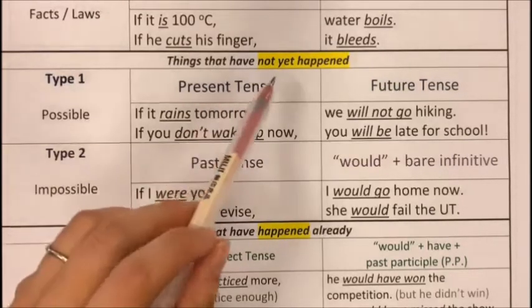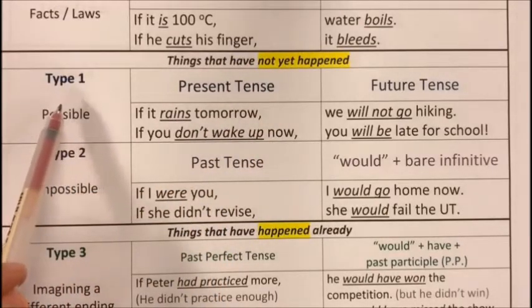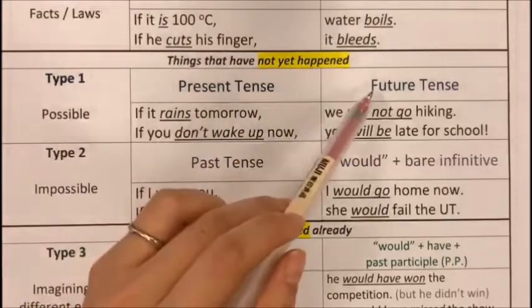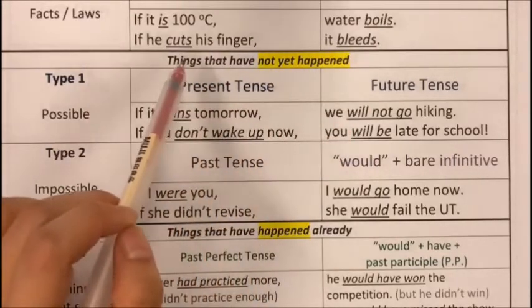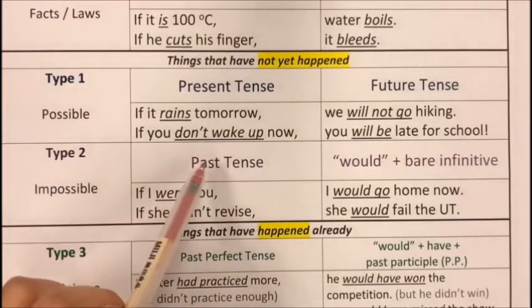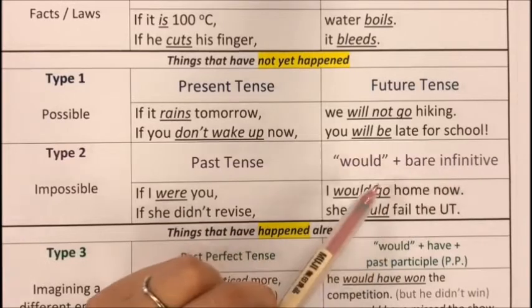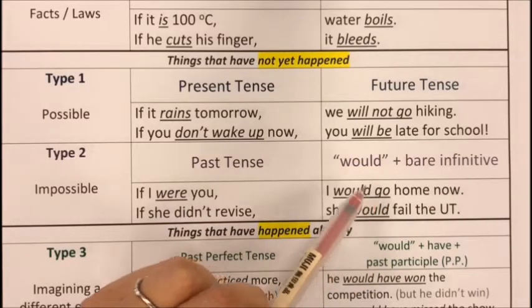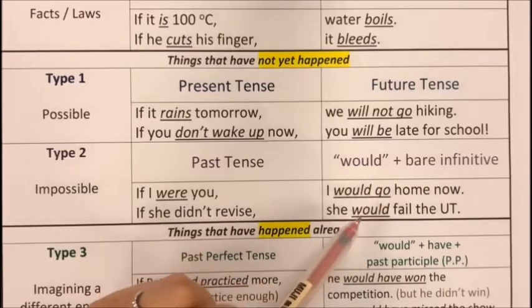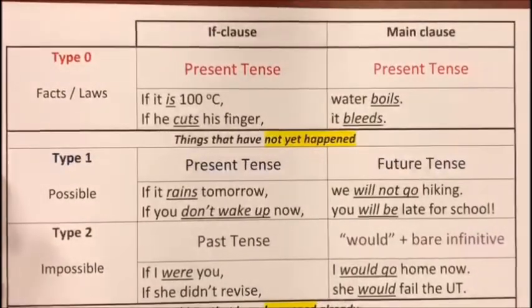So remember, if things haven't yet happened, but it's very possible to happen, we use type 1. We use present tense in the if clause and future tense in the main clause. But if things have not yet happened and are not likely to happen, very impossible, then we'll use past tense in the if clause and would plus bare infinitive in the main clause. Bare infinitive means no es, no ing, no ed, no change. The basic verb. So these are type 0, 1, and 2. You only need to know these three types of conditional sentences in UT.